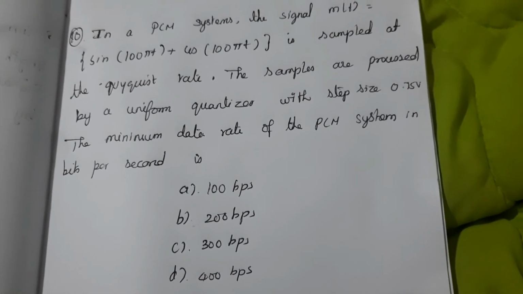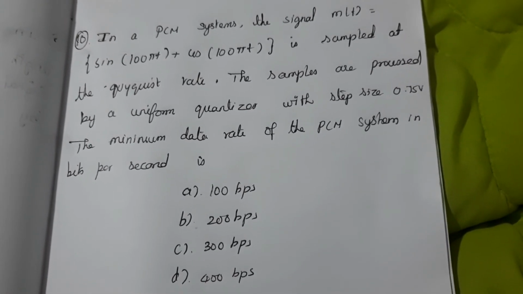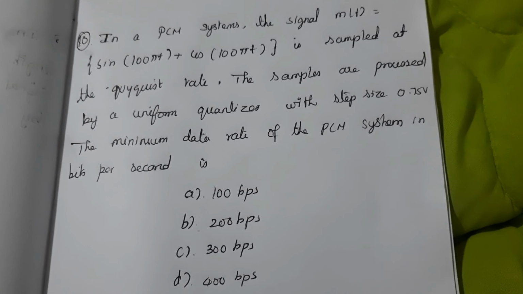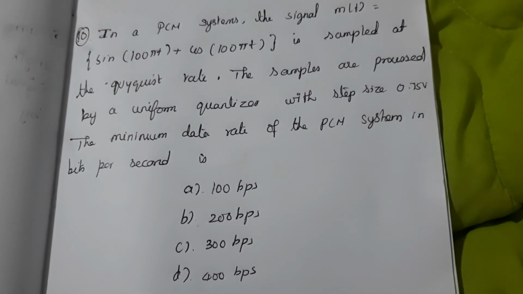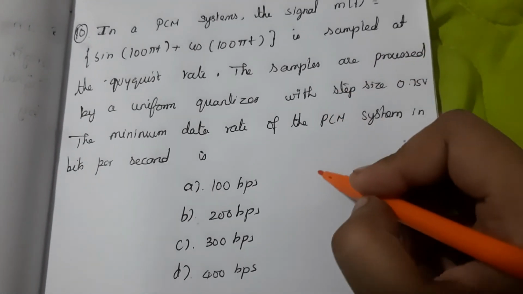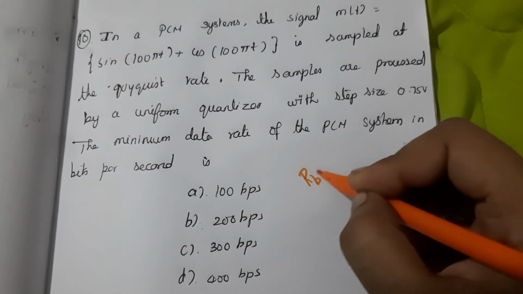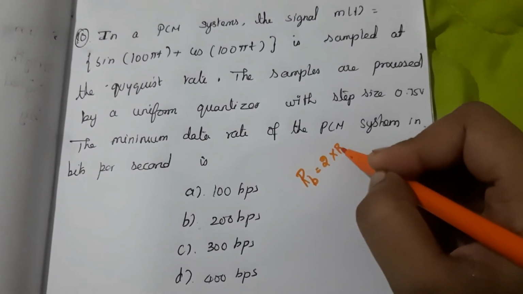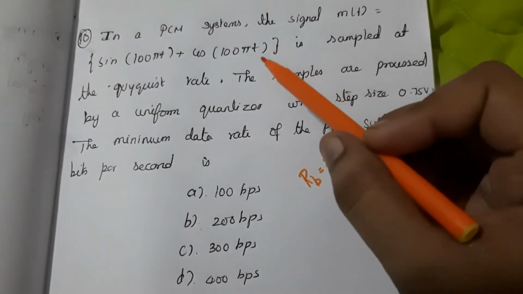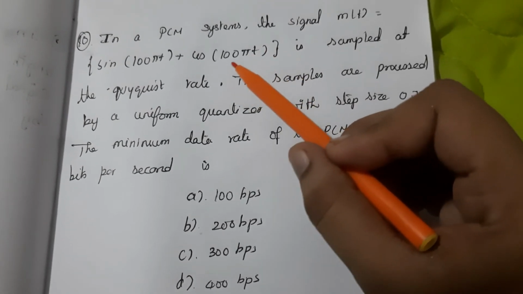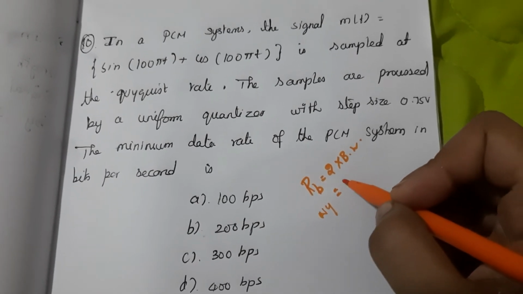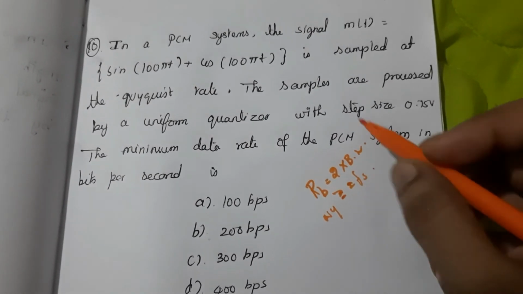10th question, in a PCM system, the signal m of t is equal to sin 100 pi t plus cos 100 pi t, sampled at the Nyquist rate. The samples are processed by a uniform quantizer with step size 0.75 volt. The minimum data rate of the PCM system in bits per second is, and as we said earlier, RB, that is data rate, is equal to 2 into bandwidth, and here bandwidth is nothing but the maximum available frequency, that is equal to Nyquist rate. And here the Nyquist rate is greater than or equal to 2 into Fs.